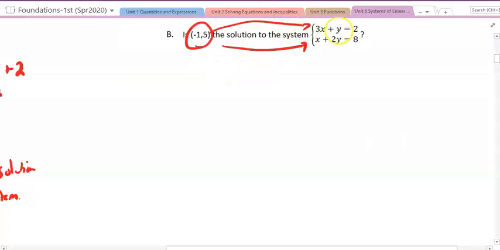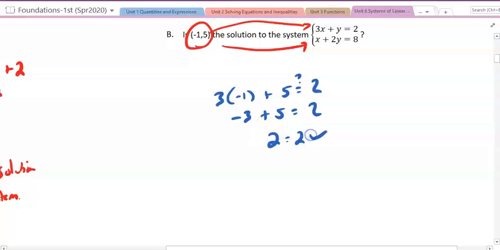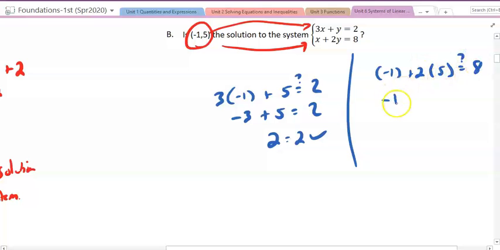And so we're going to first do it for the top. And so I'm going to get 3 times the negative 1 plus 5. Is that equal to 2? Well, 3 times negative 1 is negative 3 plus the 5. And negative 3 plus 5 is 2, so that checks out. But remember, we have to check it for both. And so I'm going to get negative 1 plus 2 times the 5. Is that equal to 8? Well, 2 times 5 is 10.